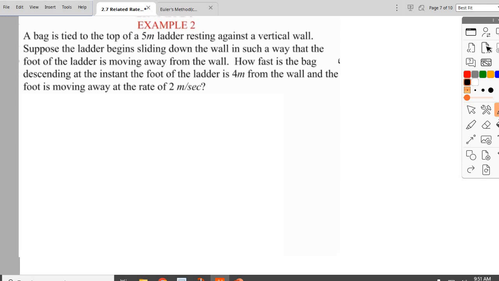A bag is tied to the top of a 5-meter ladder, resting against a vertical wall. Suppose the ladder begins sliding down the wall in such a way that the foot of the ladder is moving away from the wall. How fast is the bag descending at the instant the foot of the ladder is 4 meters from the wall and the foot is moving away at a rate of 2 meters per second? Lots of words, right?